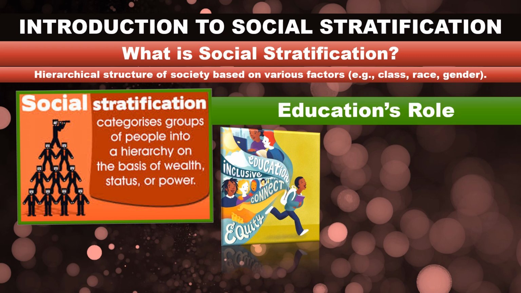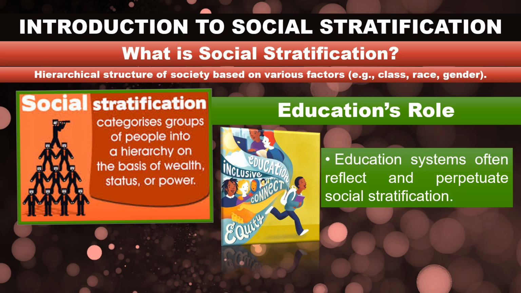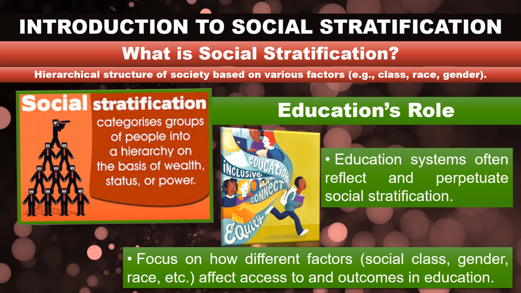What is education's role? Education systems often reflect and perpetuate social stratification. Focus on how different factors, social class, gender, race, etc., affect access to and outcomes in education.